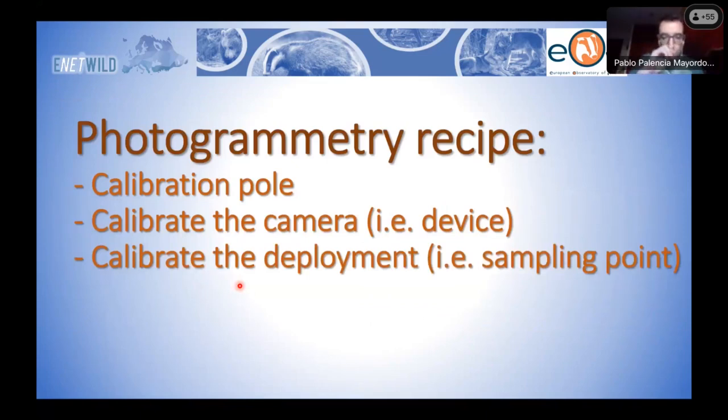To apply photogrammetry, we need three steps. The first is the calibration pole. The second is to calibrate the camera, that is the individual device, for instance Browning Dark Ops Pro or Reconyx Hyperfire 5 or whatever, I mean the camera device, so the brand and the model. And the last step is to calibrate the deployment, that is the sampling point where we place the camera in the field.